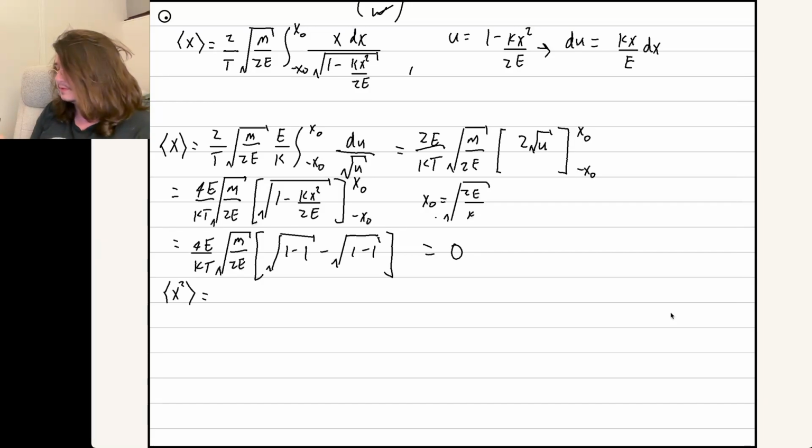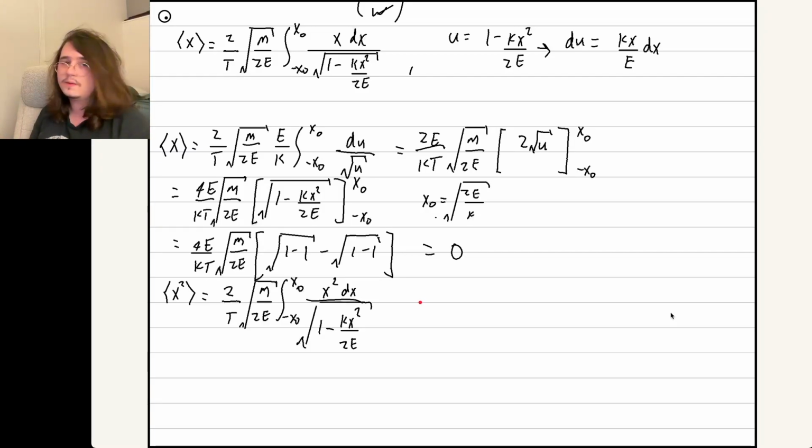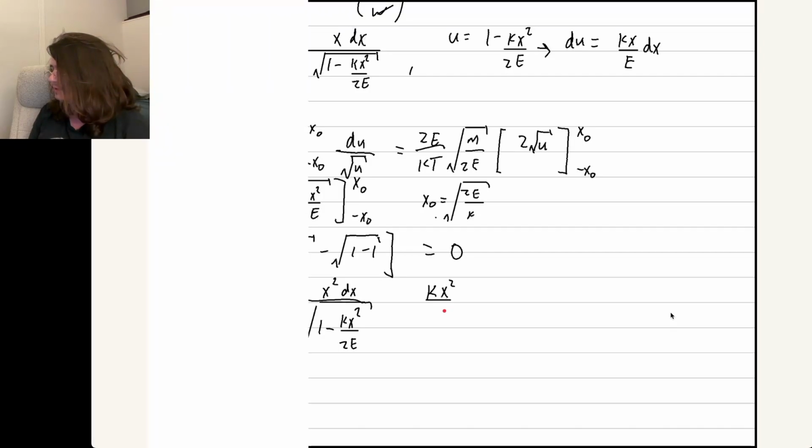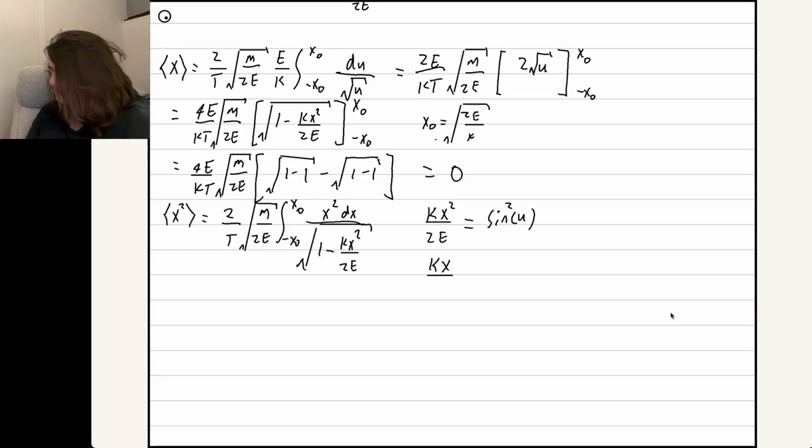For x squared, though, this is when things get a little bit freaky. Because now we're doing 2 over t, square root of m over 2e, the integral from minus x naught to x naught of x squared dx times the square root of 1 minus kx squared over 2e. For this one, we're going to use a trig substitution. So we want kx squared over 2e to look like sine squared, that's right, we need that to be sine squared.